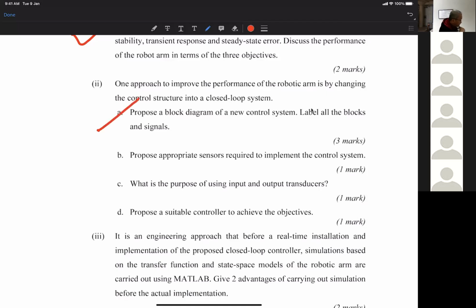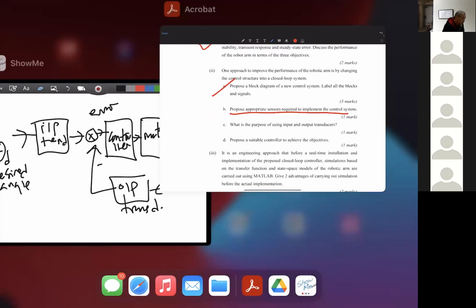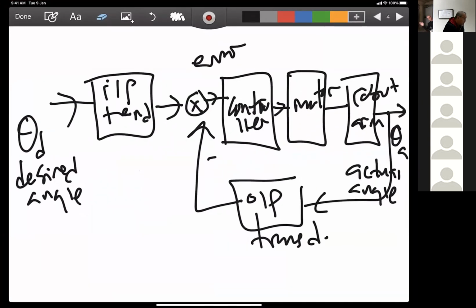So what is the appropriate sensor to measure positions? Hamizi, what is the appropriate sensor to measure positions? Tak pasti, Prof. Kan dah buat lab itu?